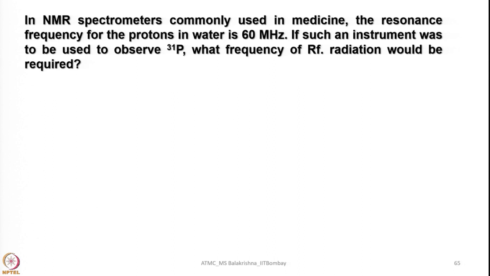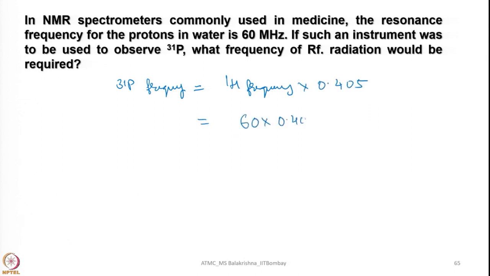And then, in an NMR spectrometer commonly used in medicine, the resonance frequency for the protons in water is 60 megahertz. If such an instrument was to be used to observe 31P, what frequency of radio frequency radiation would be required? This one. So the 31P frequency we should know from the gyromagnetic ratio: frequency equals 1H frequency into 0.405. So if it is 60 megahertz we are using, 60 into 0.405 would give you approximately 24.3 megahertz for 31P. So this is how you can write.